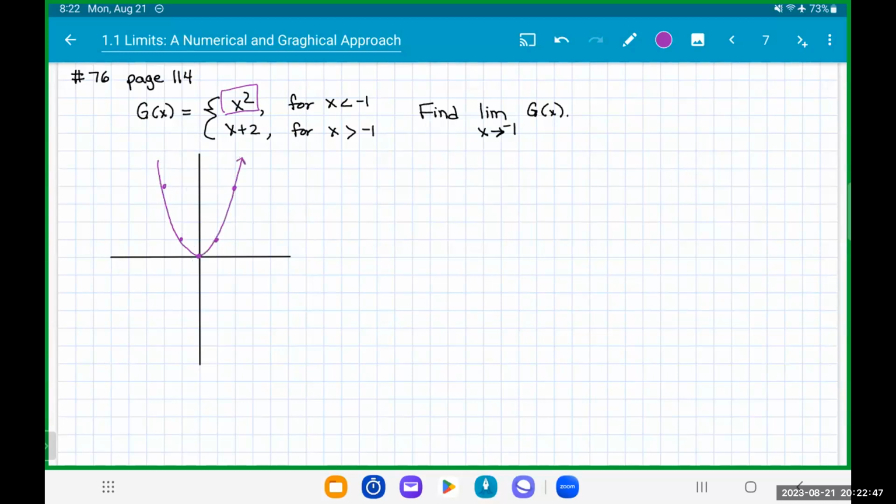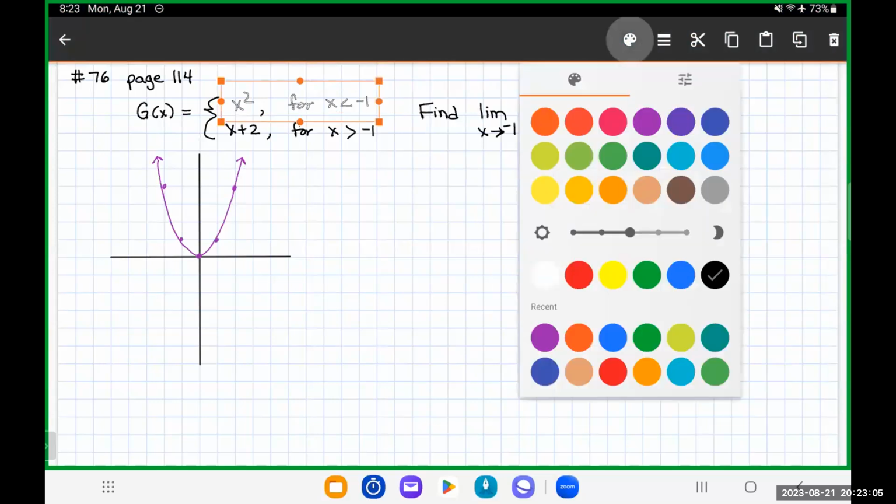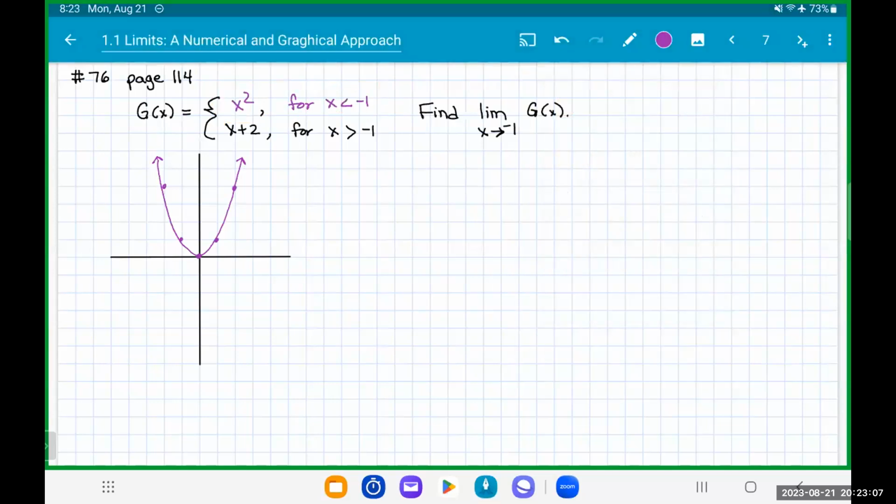Okay, so that is x squared. Now this problem says we use that for x less than -1. Let's make that purple. But we want to do this only for x less than -1. So what we have to do here, I'm going to make this a little different in how I do it.